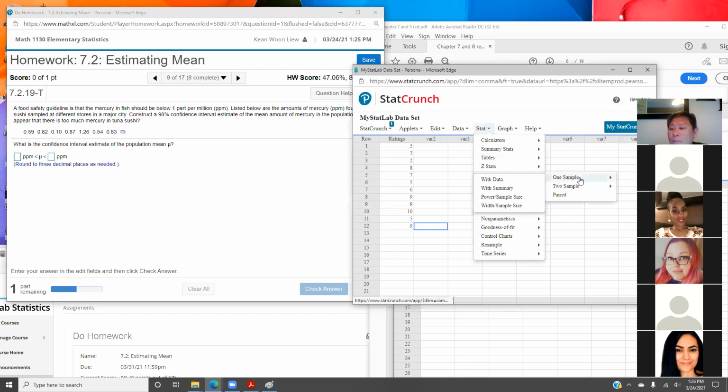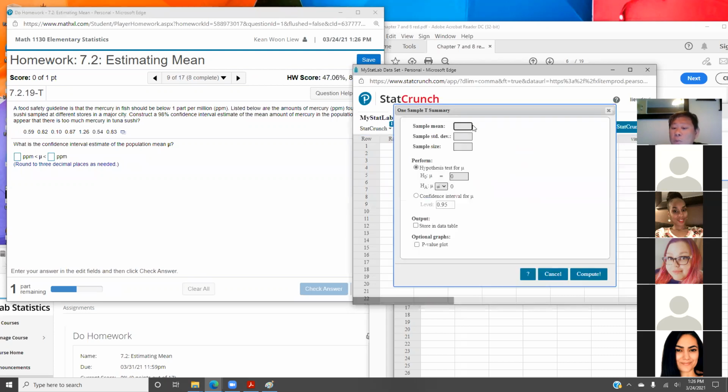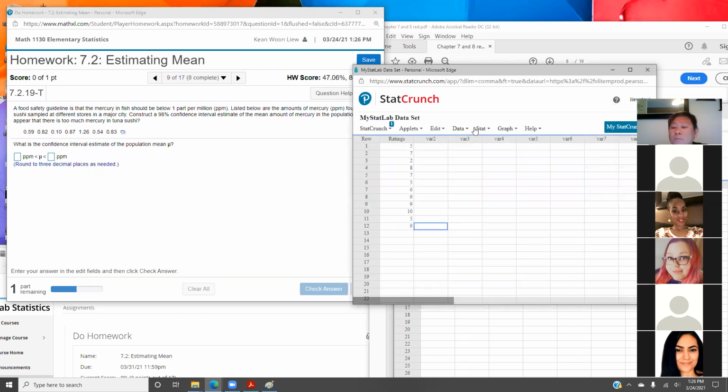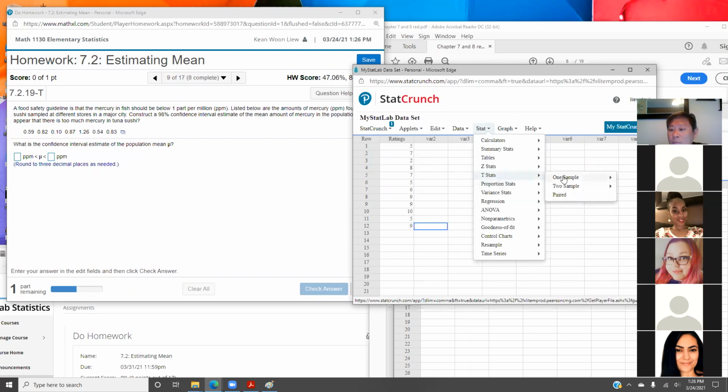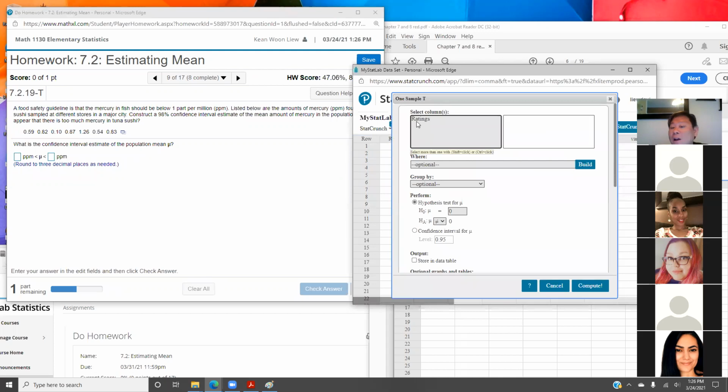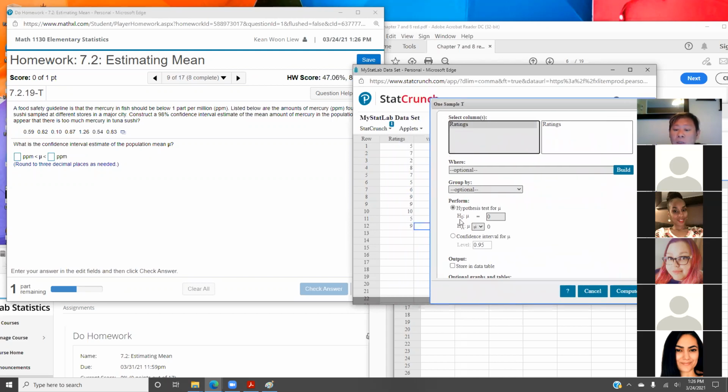And then for the confidence interval, when we're given a summary, we go to Stat, T-stat, 1 sample with summary. Then you put all these numbers in there. And this one that we are just doing now with the data, it's Stat, 1 sample with data. They will tell you which column your data is at. In this case, it's rating. Then you go to the confidence interval and you compute. Okay, practice. Thank you.